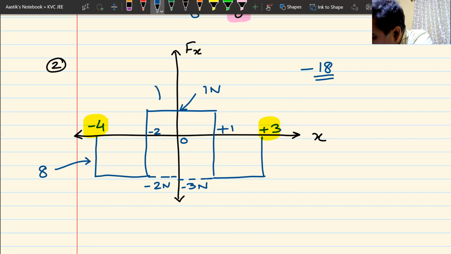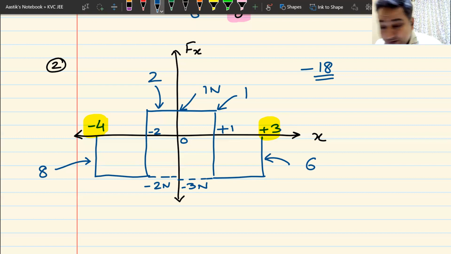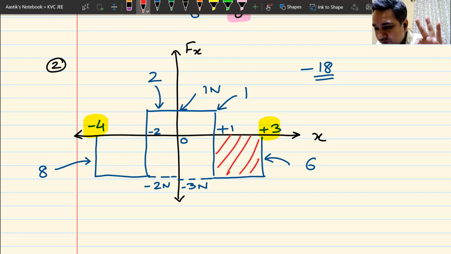Okay. Let me talk about this area. How much is this area? This is 2 multiplied by 1. So this is 2. Positive or negative, we don't know. What about this one? 1 multiplied by 1? 1. Okay. What about this one? 2 multiplied by 3? It is 6. Okay. Everyone, I understand that this is negative area. Yes or no? Yes, this is negative area.